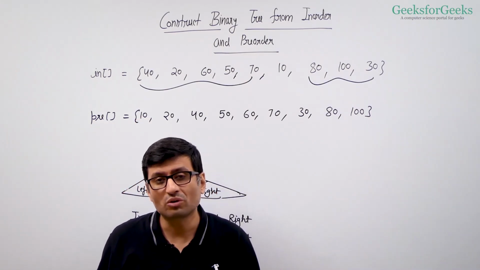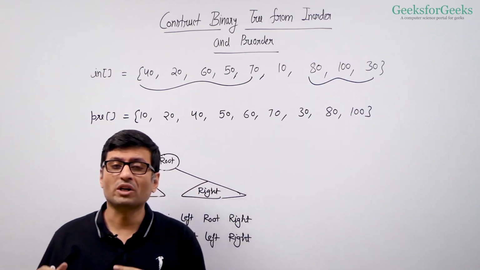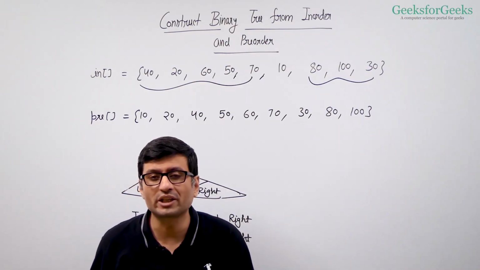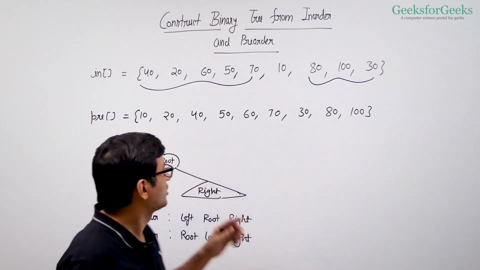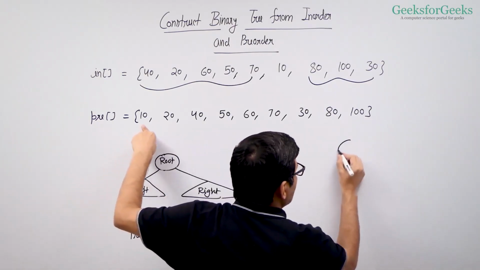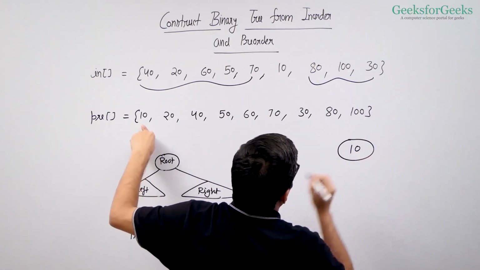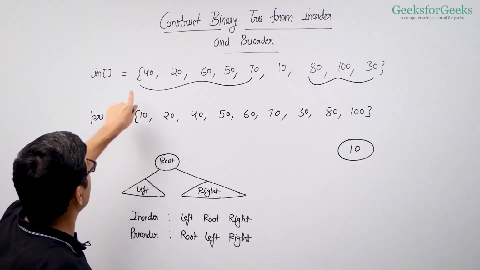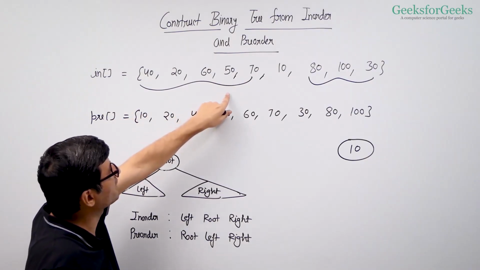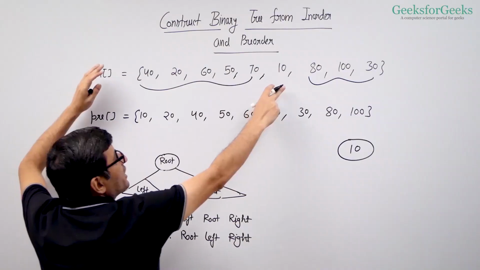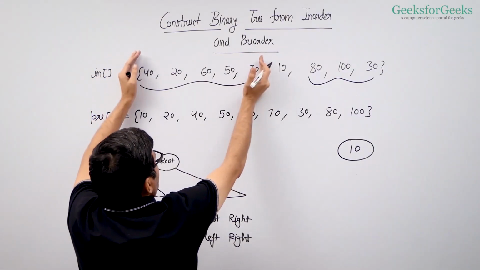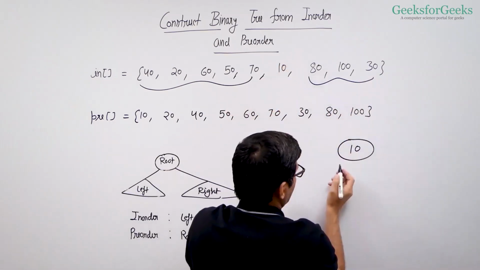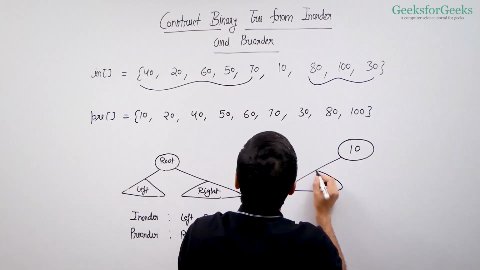But we do not know from pre-order traversal what is in the left subtree and what is in the right subtree. For that, we need the help of in-order traversal. So we know for sure 10 is the root. Now, how do we know what is in the left subtree of 10 and what is in the right subtree of 10? For that, we search 10 in the in-order traversal and we figure out 10 is here. So we know all these nodes are in the left subtree because left subtree comes before root, and then all these nodes are in the right subtree. So we know this much.